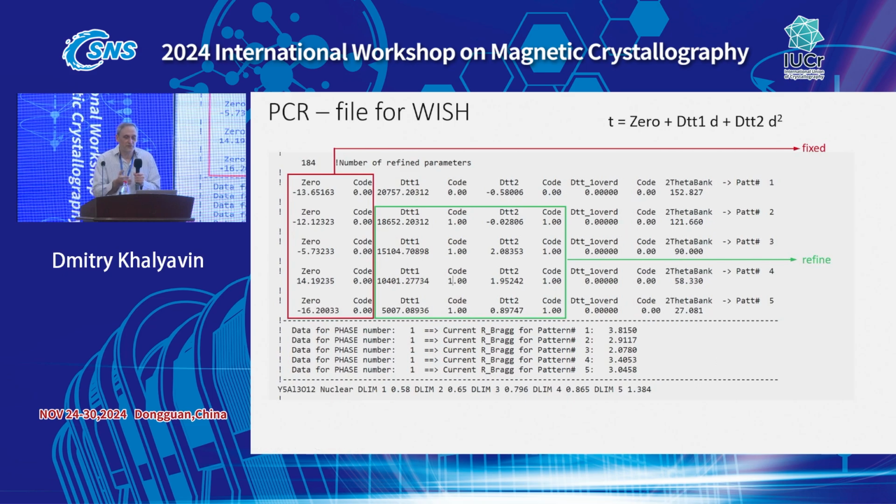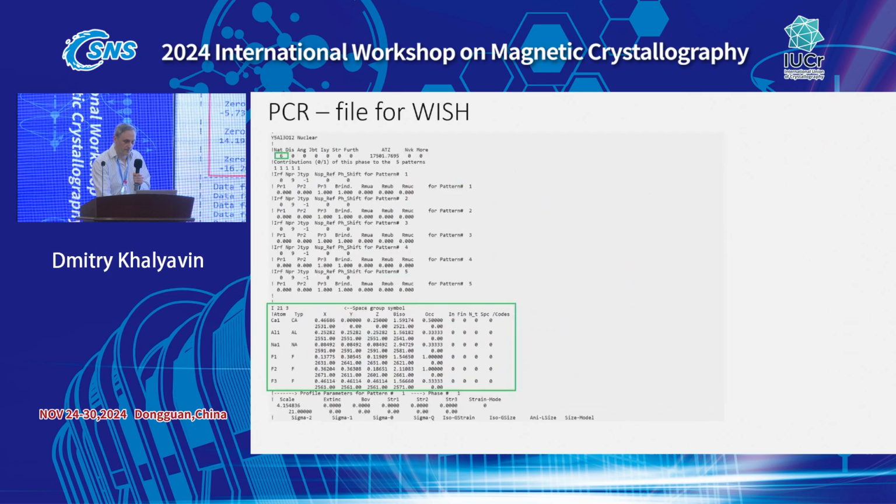But if you try to refine all these parameters, technically you can, but they can correlate a lot with your unit cell parameters, and then you can have problems with your refinement. So the advice is do like that: zero shift fixed, DTT1, DTT2 for high scattering angle fixed as well, and the rest you can refine.